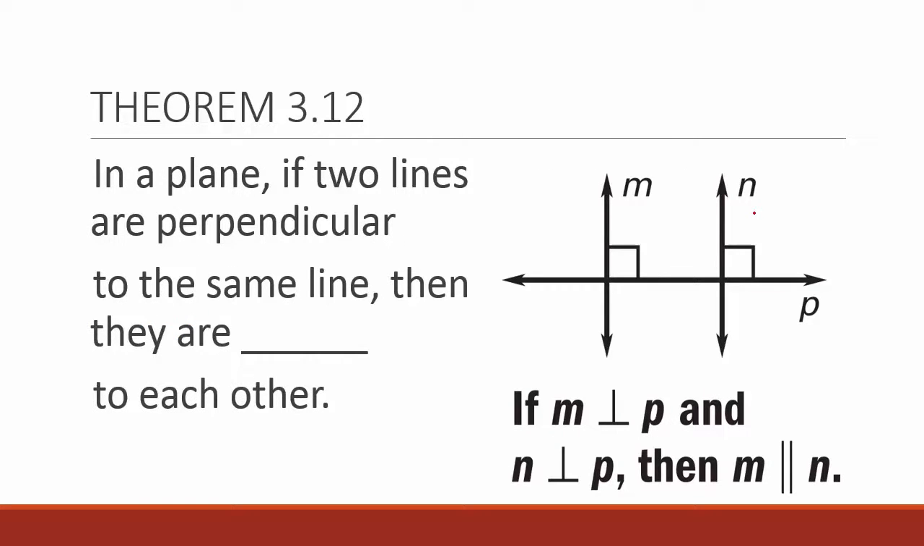Theorem 3.12. In a plane, if two lines are perpendicular to the same line, then they are parallel to each other, meaning that if line M is perpendicular to line P and line N is perpendicular to line P, then we can conclude that line M is parallel to line N.